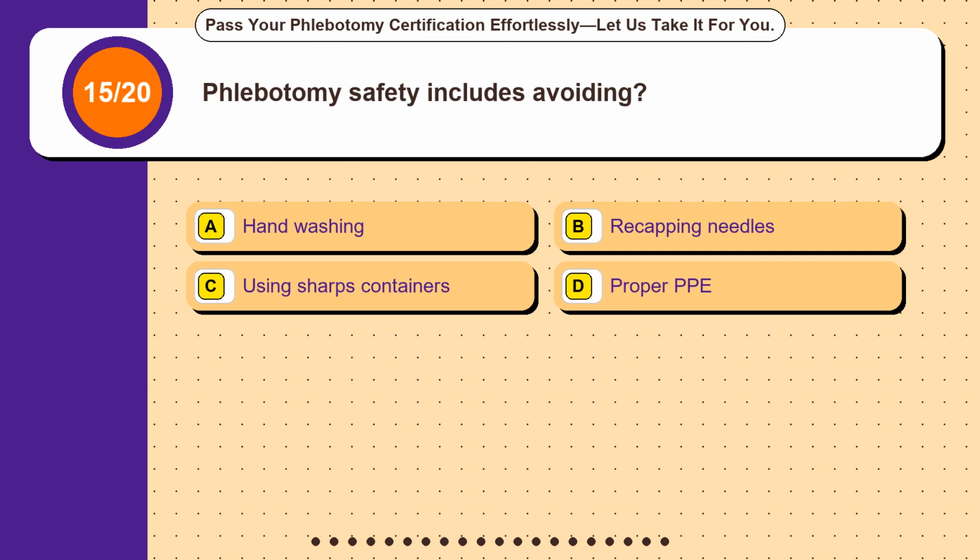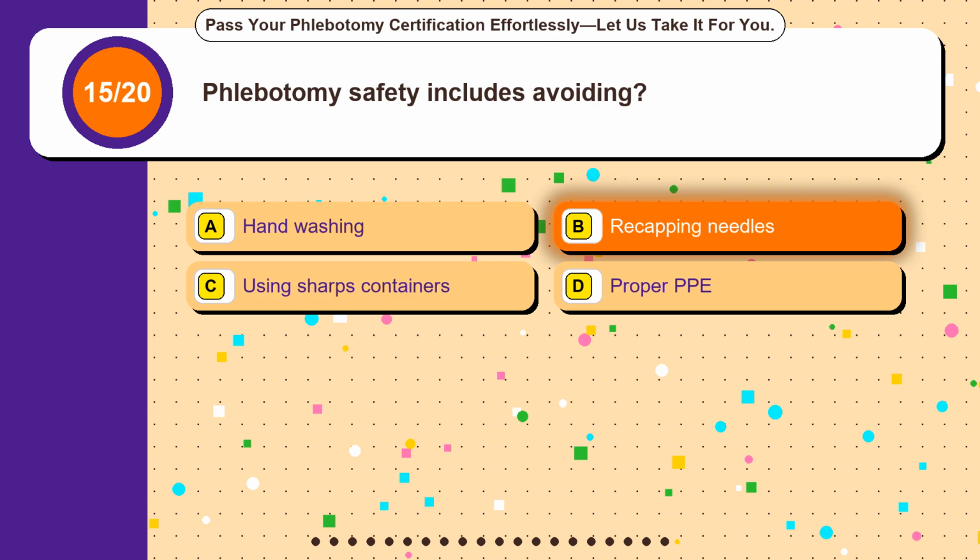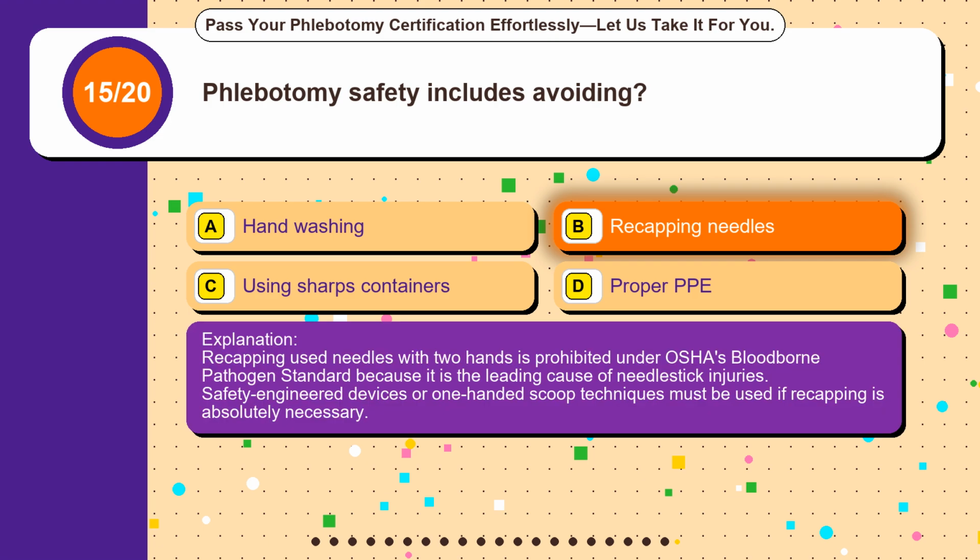Question 15. Phlebotomy safety includes avoiding: Option A, hand washing. Option B, recapping needles. Option C, using sharps containers. Option D, proper PPE. The correct answer is option B, recapping needles. Recapping used needles with two hands is prohibited under OSHA's bloodborne pathogen standard because it is the leading cause of needlestick injuries. Safety-engineered devices or one-handed scoop techniques must be used if recapping is absolutely necessary.